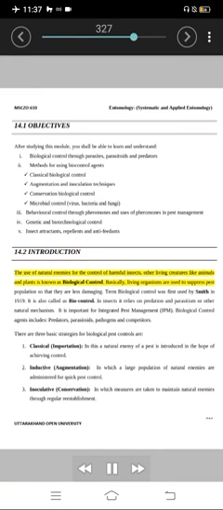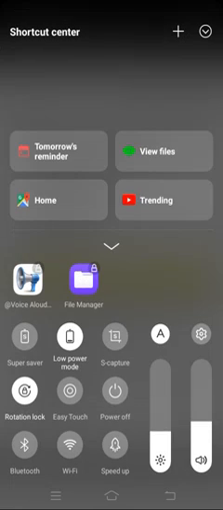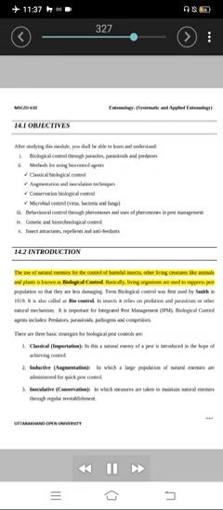14.2 Introduction. The use of natural enemies for the control of harmful insects, other living creatures like animals and plants is known as biological control. Basically, living organisms are used to suppress pest populations so that they are less damaging. The term biological control was first used by Smith in 1919. It is also called biocontrol.